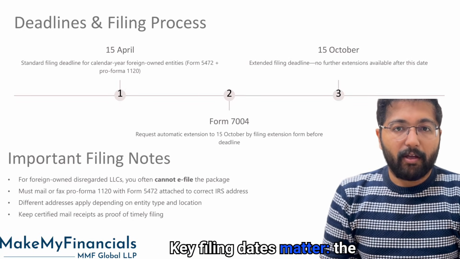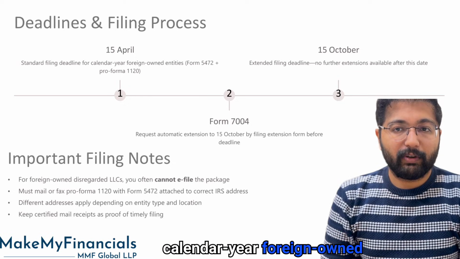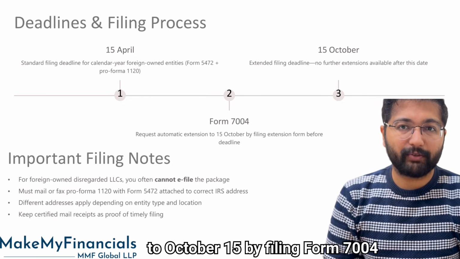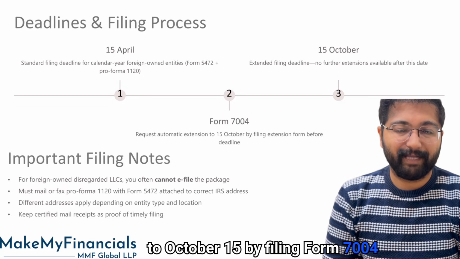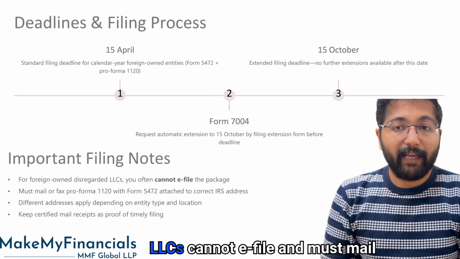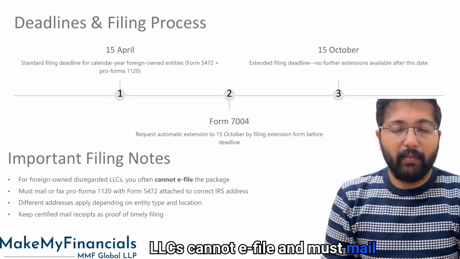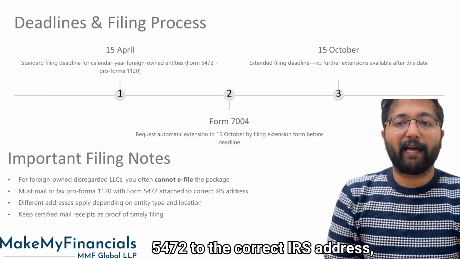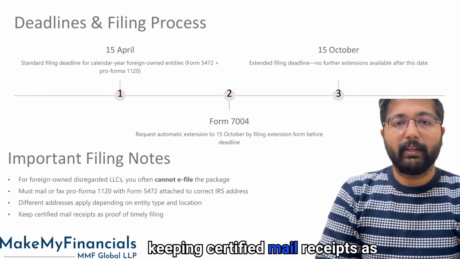Key filing dates matter. The standard deadline for calendar year foreign owned entities is April 15, and you can request an automatic extension to October 15 by filing Form 7004 before the deadline. Note that many foreign owned disregarded LLCs cannot e-file and must mail the Pro Forma 1120 with Form 5472 to the correct IRS address, keeping certified mail receipts as proof.